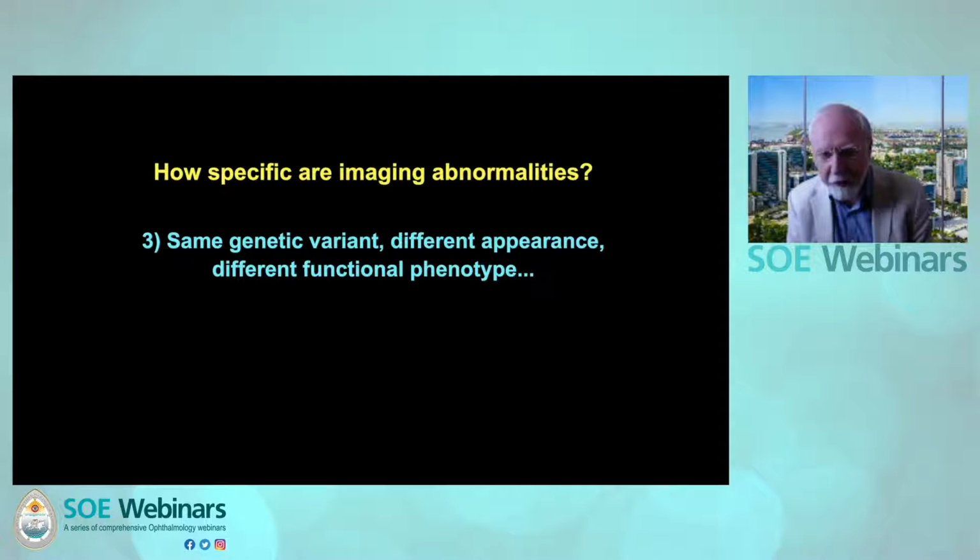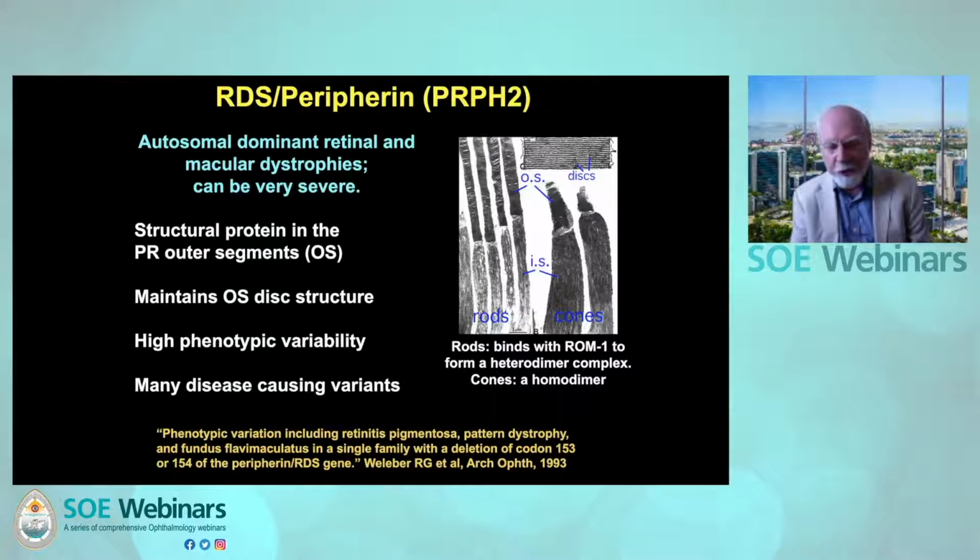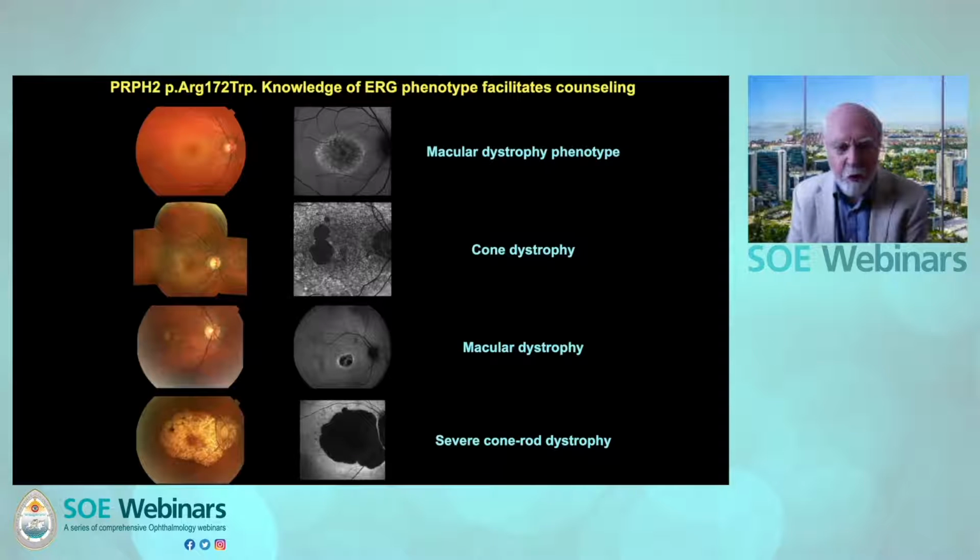Further, you can have the same genetic variant with a different appearance and a different functional phenotype. This was first described by Dick Weleber's group back in 1993, who showed a single family where you could get retinitis pigmentosa, pattern dystrophy, and fundus flavimaculatus in relation to a similar deletion. These 4 patients all have the most common PRPH2 abnormality, the 172 mutation.